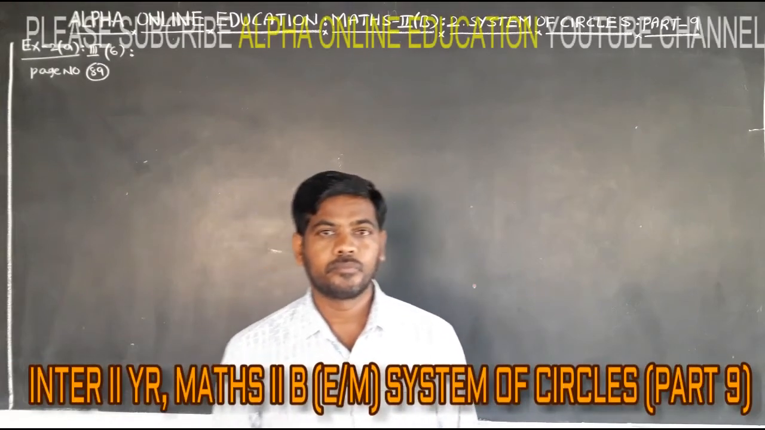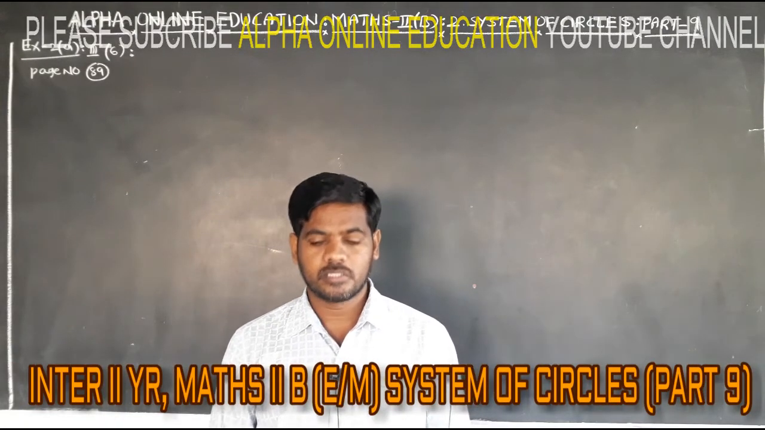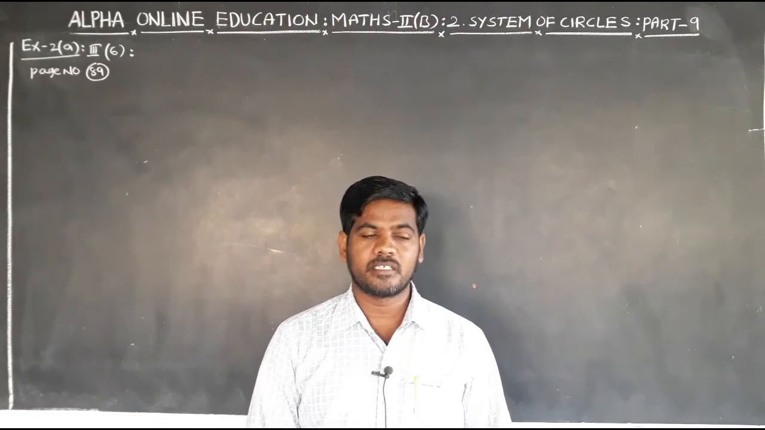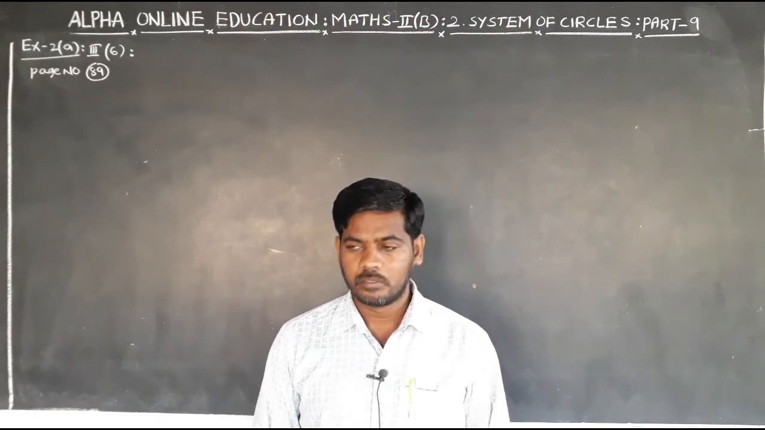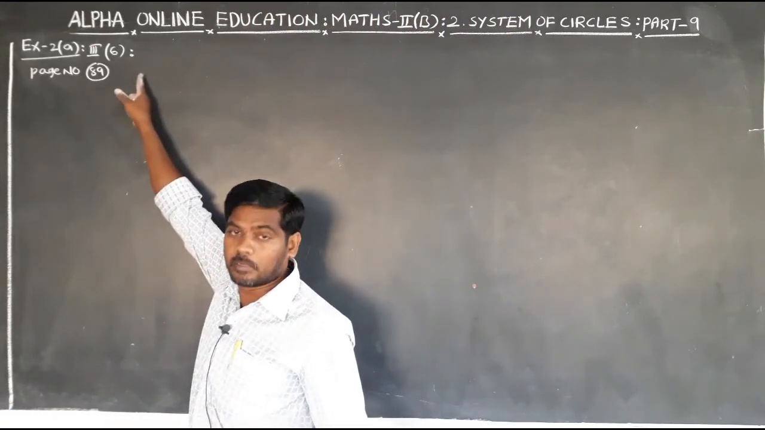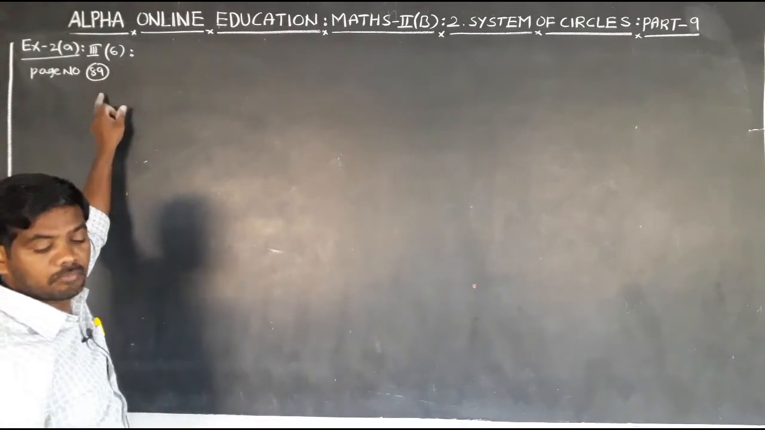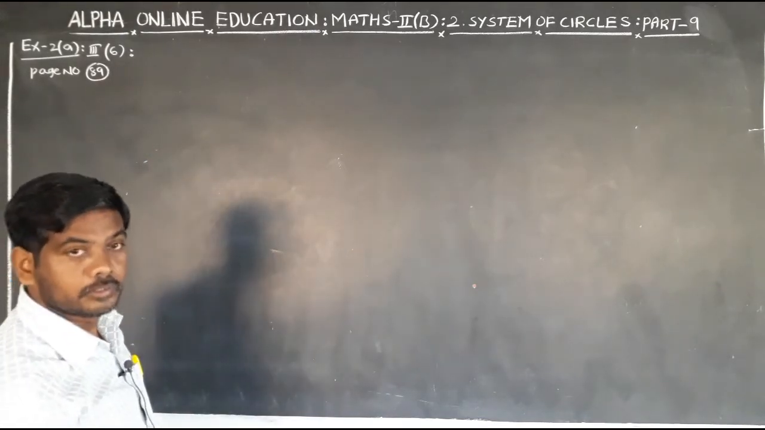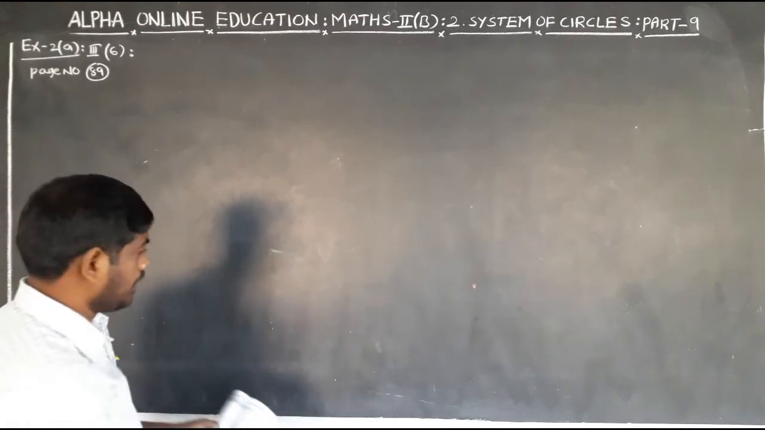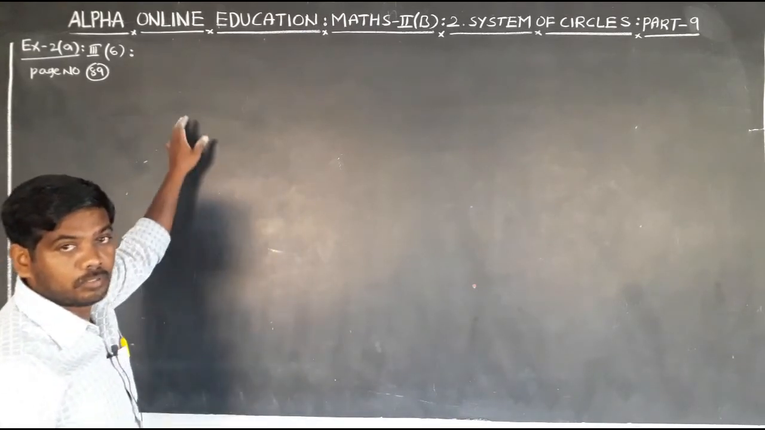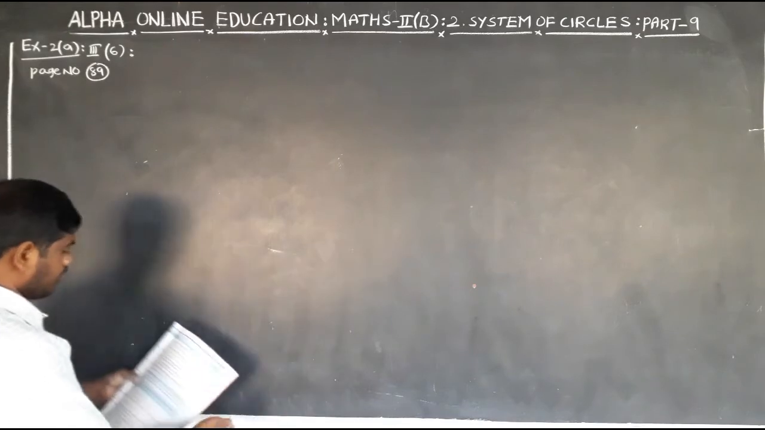One problem. Second chapter, system of circles, exercise 2a, third week, sixth problem, page number 89. Most important problem in 4 marks.